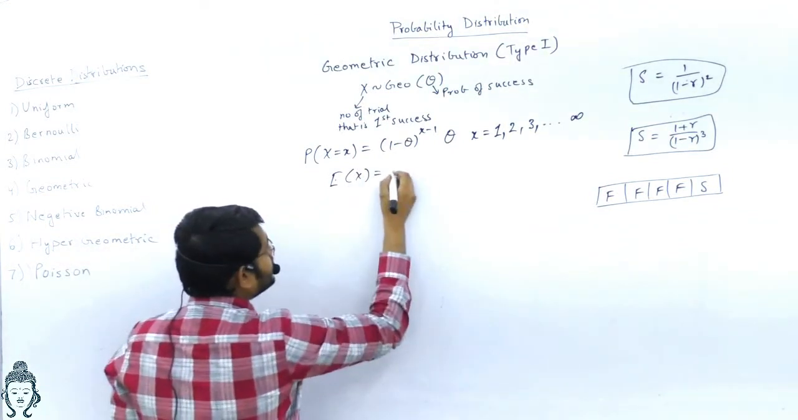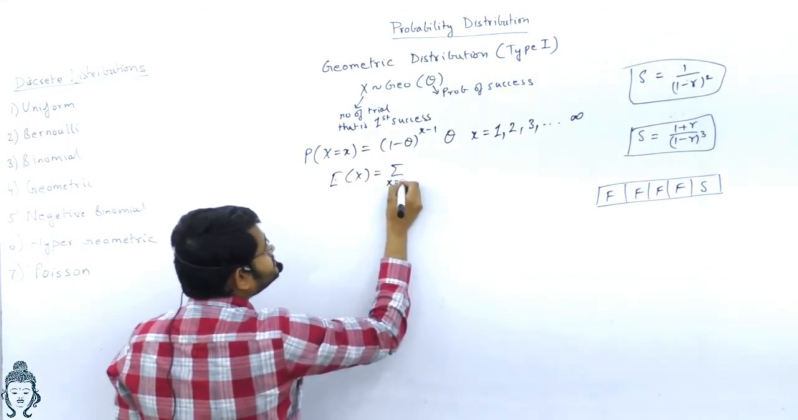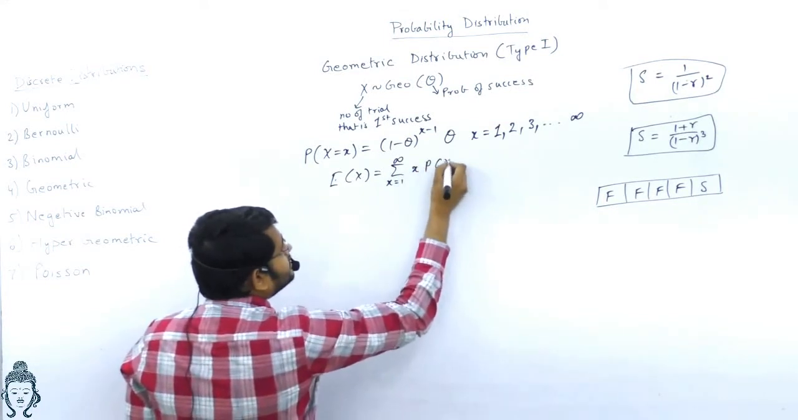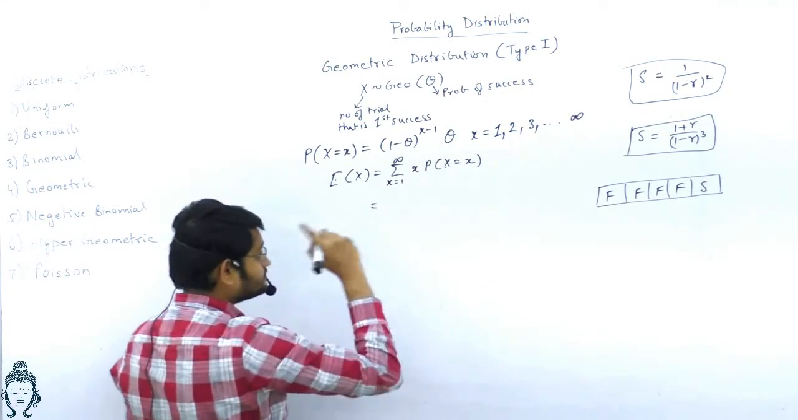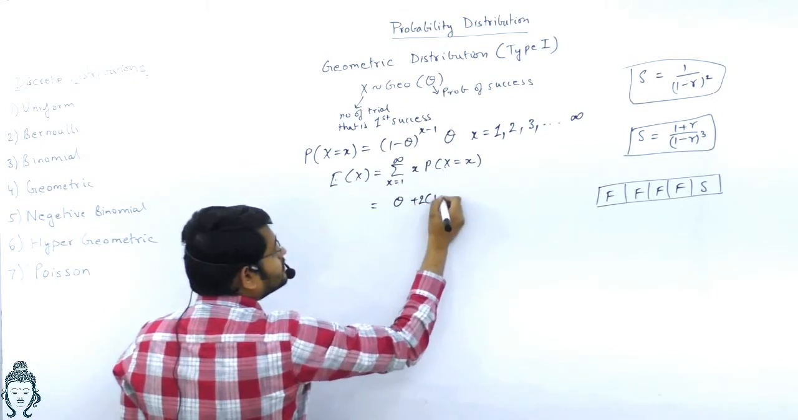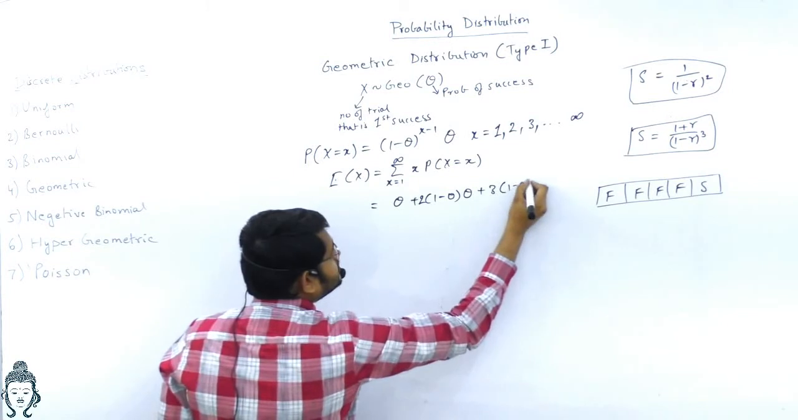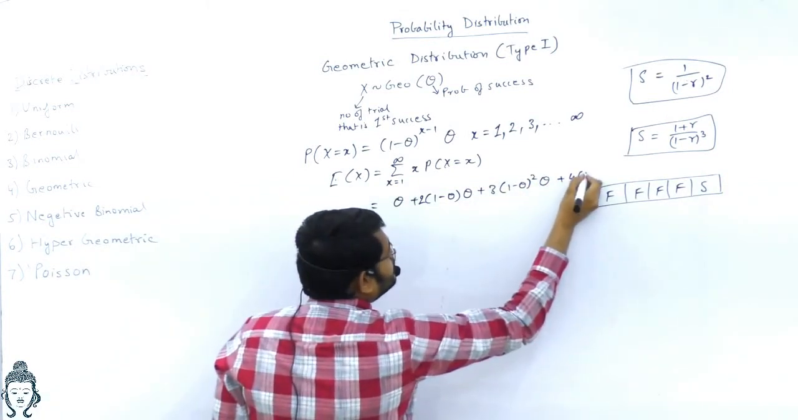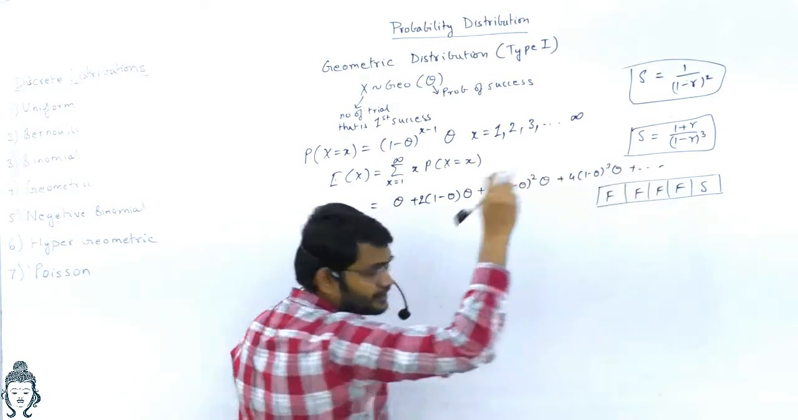Let's find the expected value. So expected value of X is nothing but summation for all values of x, that means x equals 1 to infinity, of x into probability X equals x. So for x equals 1, we'll just get theta. Then we'll have 2 into (1 minus theta) into theta. Then 3 into (1 minus theta) square into theta. Then 4 into (1 minus theta) cube into theta, and so on forever.